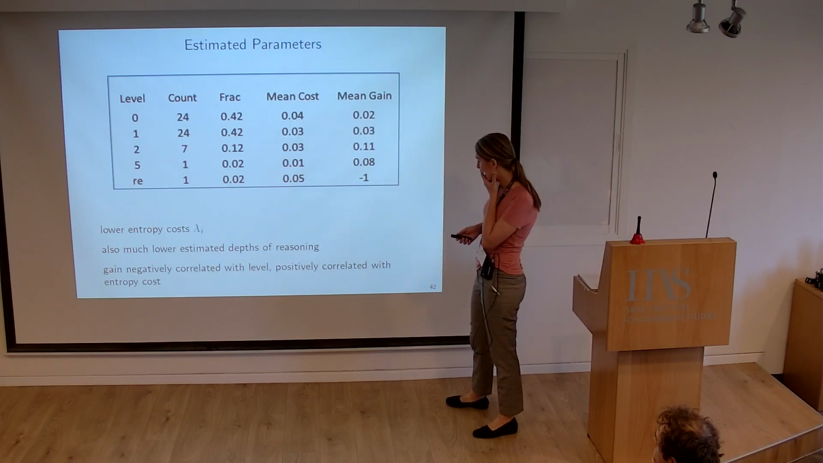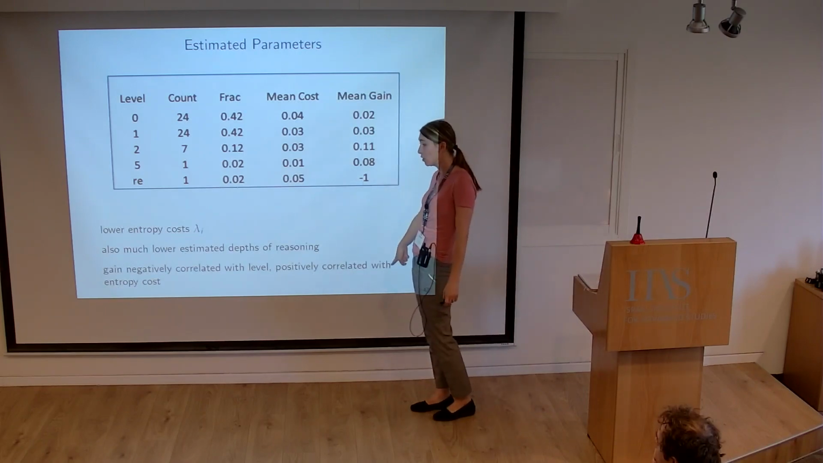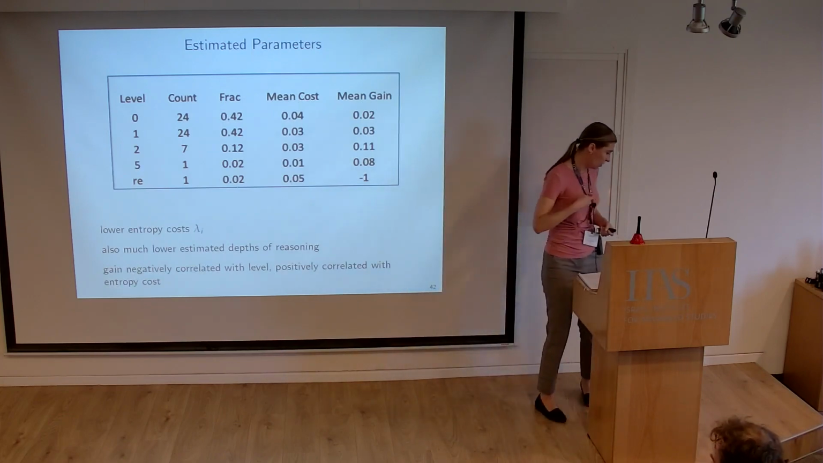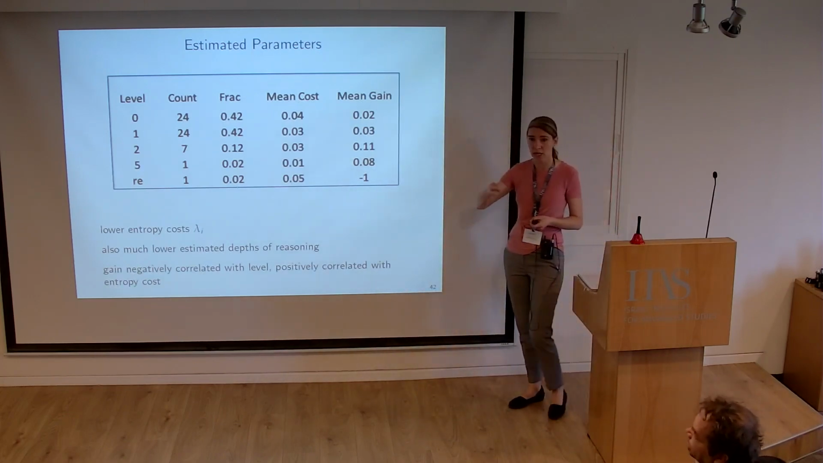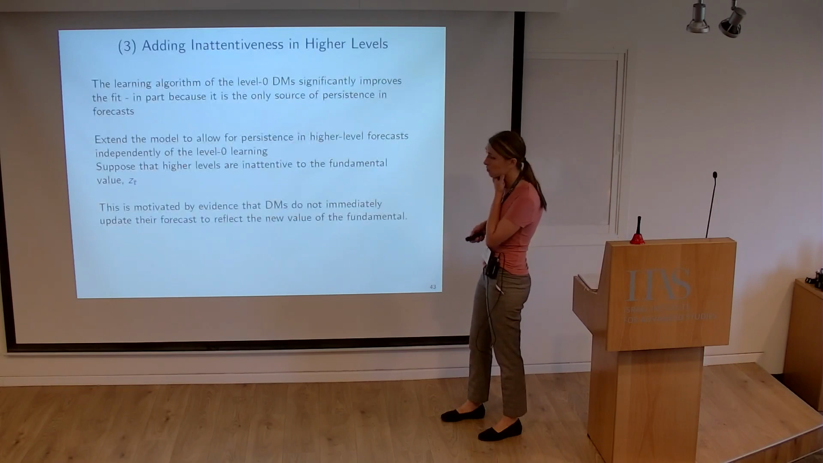Okay. And the gain, what's more intuitive is that the gain is positively correlated with entropy cost, right? So this oversensitivity to news is generating high entropy costs, which makes sense. Okay, good. So we're making progress. Learning helps a lot, at least in this task. Stochastic level K with learning.